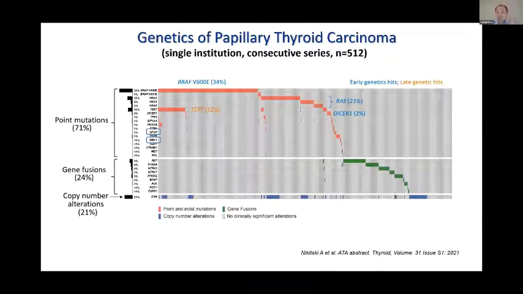So these are all early genetic hits or early events. Late hits are very important because they are associated with more aggressive behavior of PTC, and those include TERT, found in about 10 to 12% of PTCs, P53, PIK3CA, and one more marker is AKT1. These are secondary hits that are typically seen in poorly differentiated and anaplastic carcinomas, but when they are seen in papillary carcinomas, typically we perceive them as markers of more aggressive behavior of these tumors.